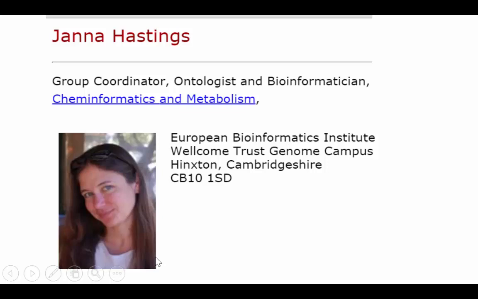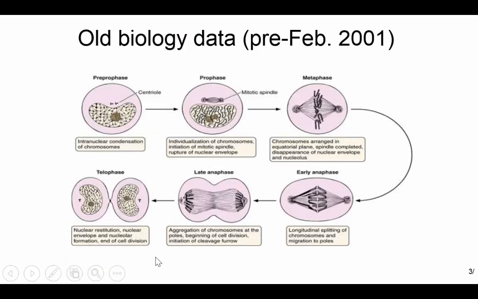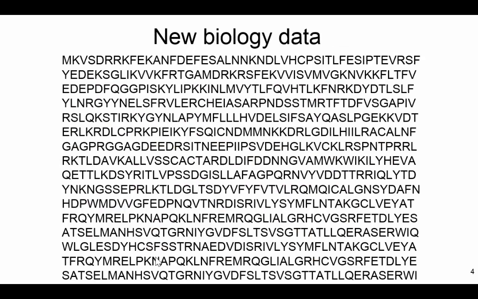So before February 2001, this is how biology data would characteristically be represented. So you would have images or graphs, and this would be associated with text using various technical terms such as chromosome or death or sensation. And from February 2001, increasingly, biology data looks like this.